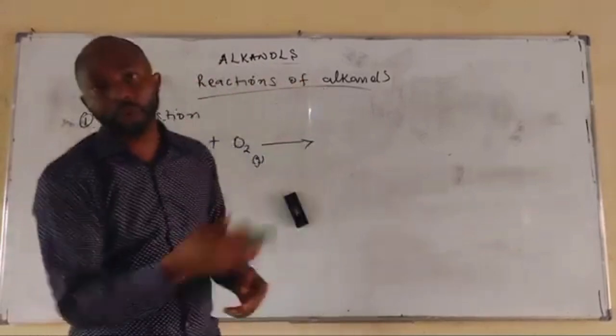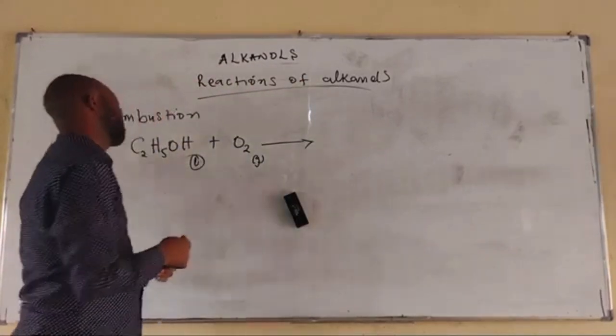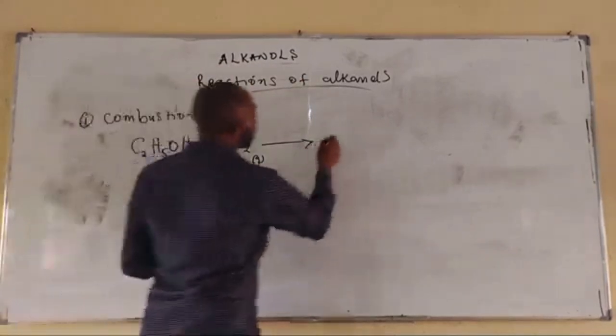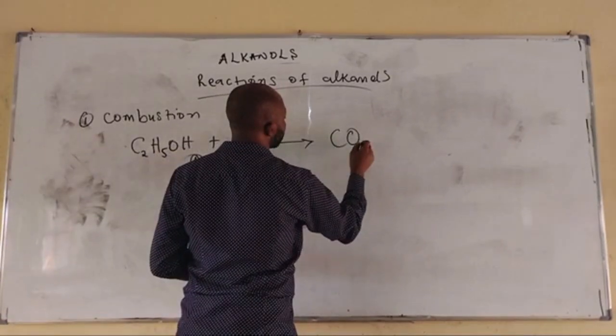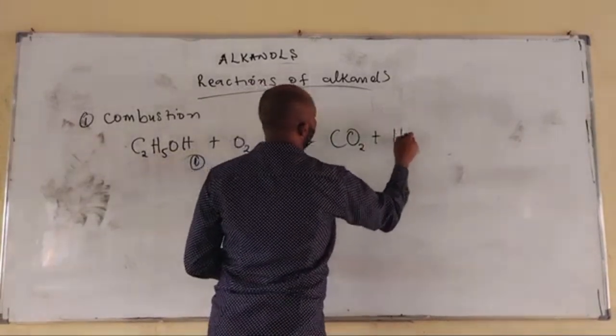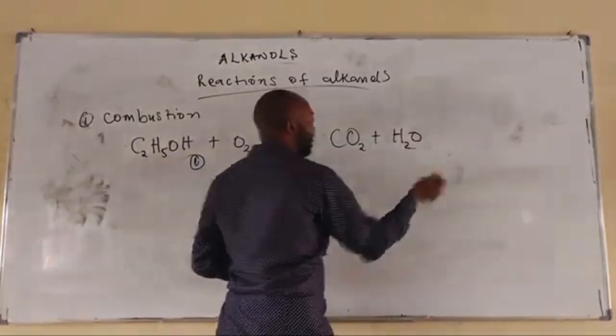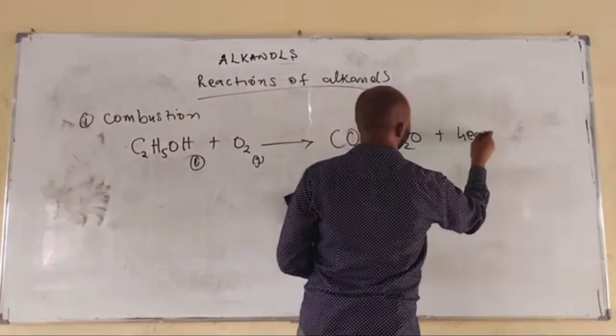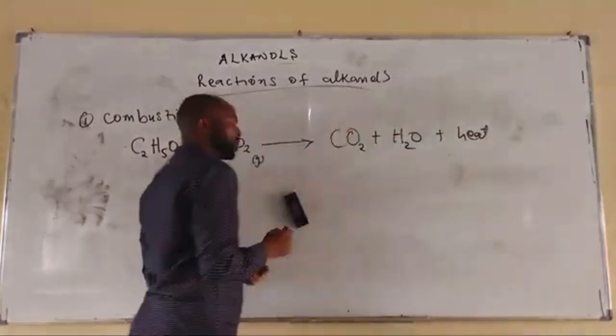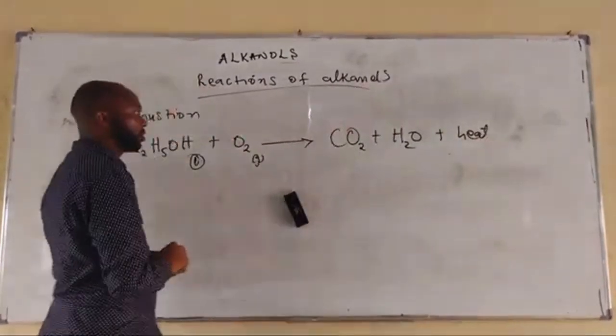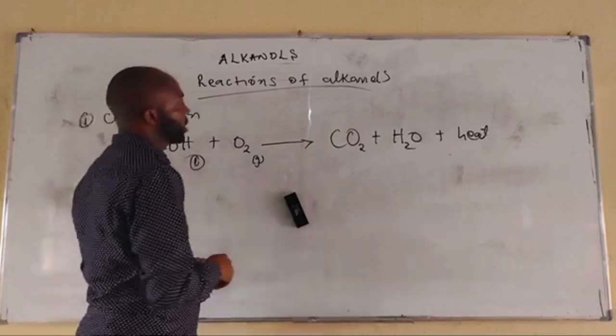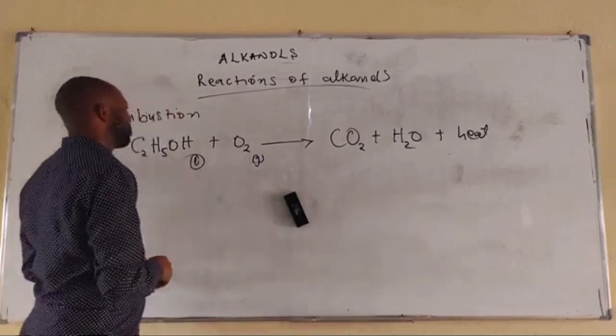Okay, so now we have to balance it. We say we're having carbon dioxide and water plus heat, perhaps. It is required because this reaction is exothermic. Remember I said that earlier on. So let's see how we can balance that.